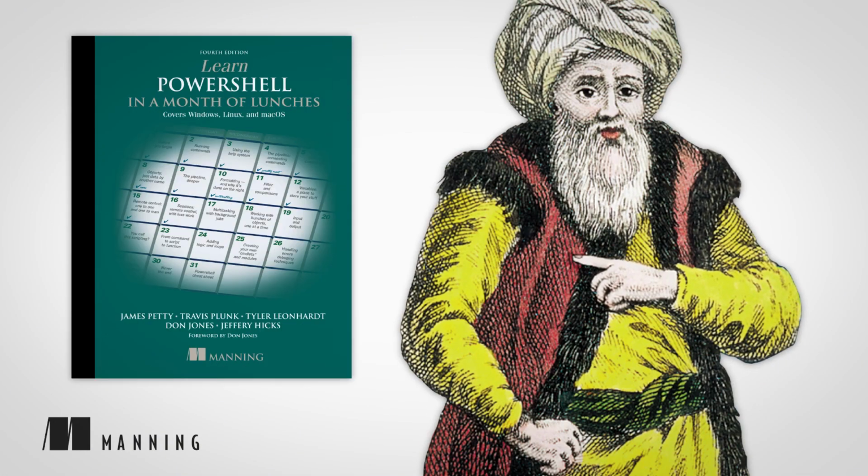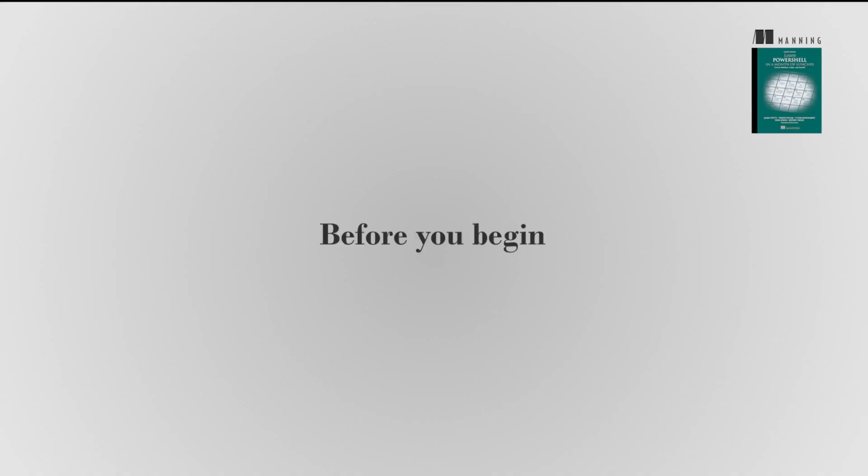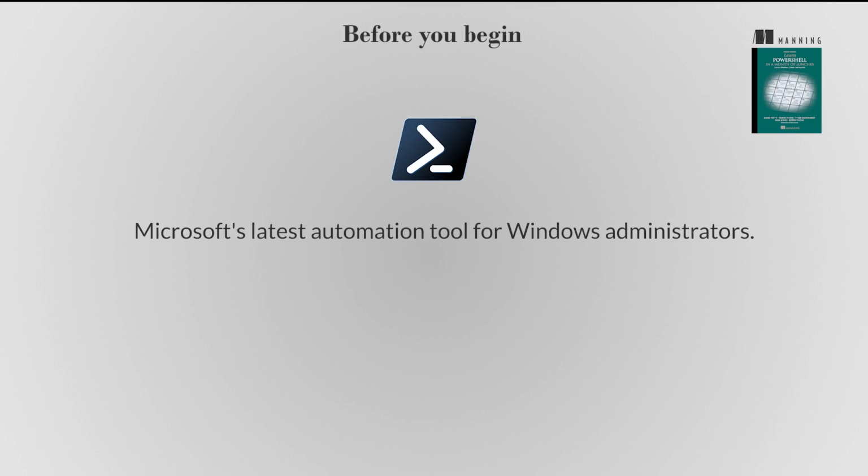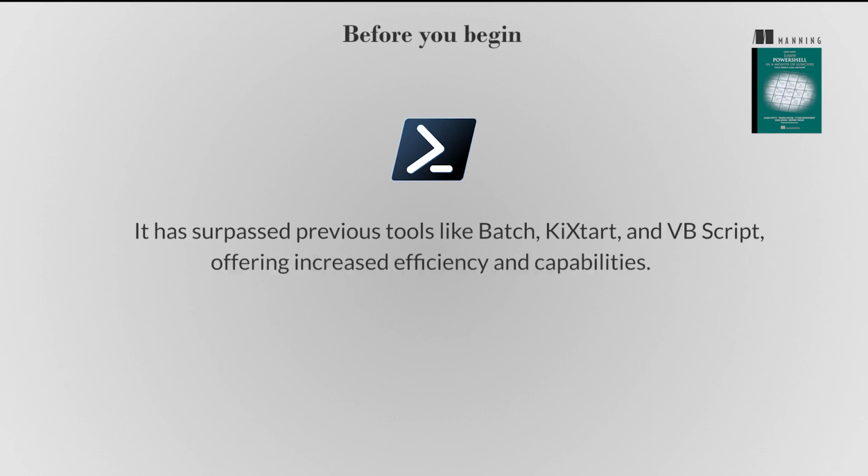Learn Windows PowerShell in a Month of Lunches, 4th edition. Covers Windows, Linux, and macOS by Travis Plunk, James Petty, Tyler Leonhardt, Don Jones, and Jeffrey Hicks. PowerShell, now 16 years old, is Microsoft's latest automation tool for Windows administrators. It has surpassed previous tools like Batch, Kickstart, and VBScript, offering increased efficiency and capabilities.